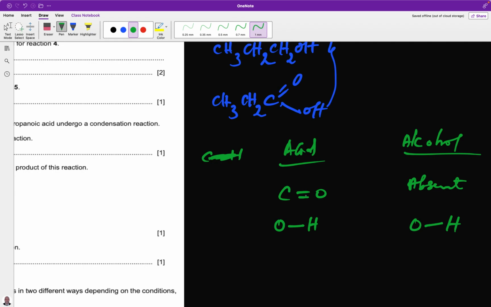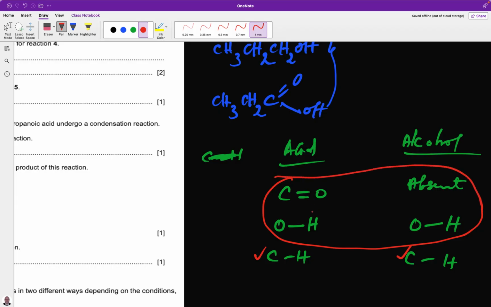Then, of course, both of them have the CH bond. All of them have this. The only difference comes here and here. The carbonyl functional group is present in propanoic acid, but is absent in propan-1-ol. The OH bond is present in the acid, and the OH bond is also present in the alcohol, but the absorption range is different.